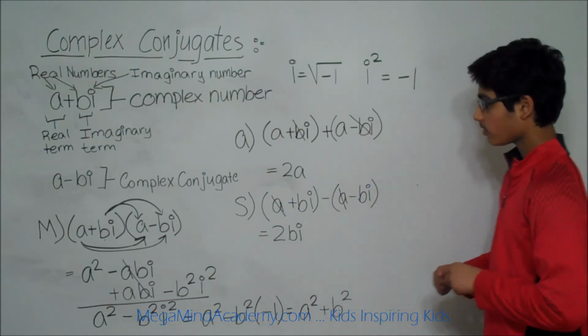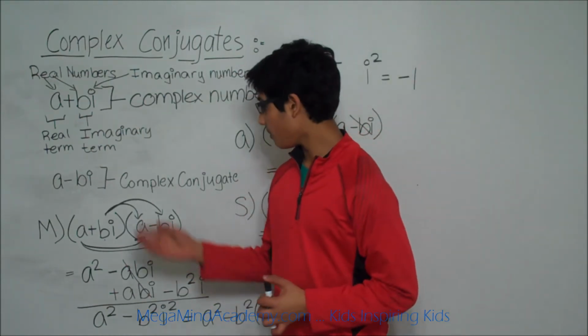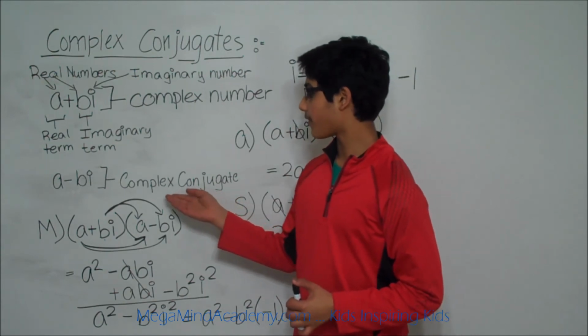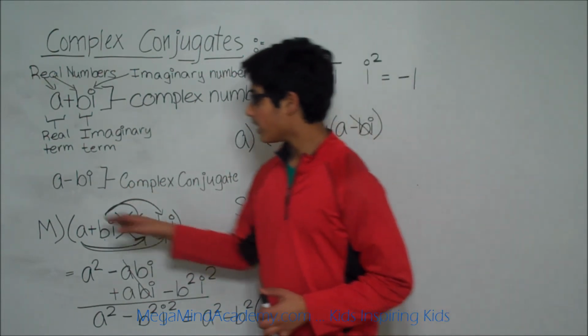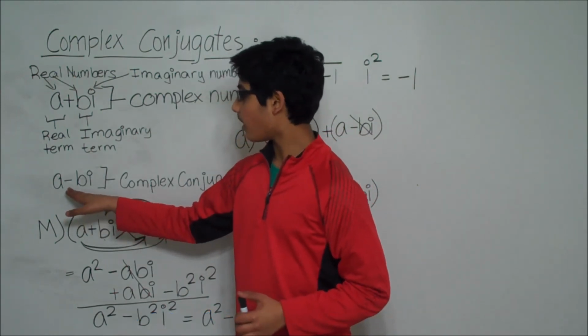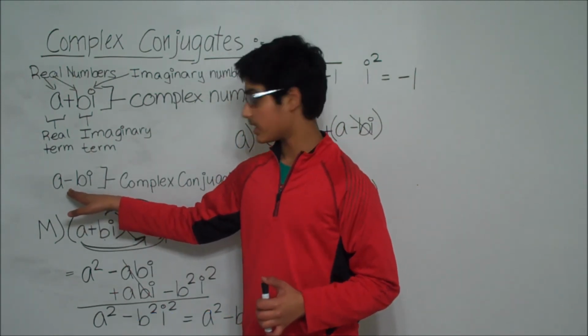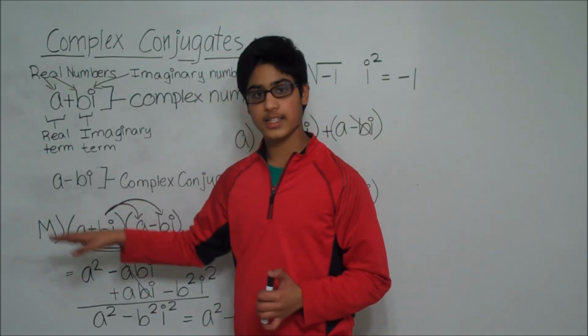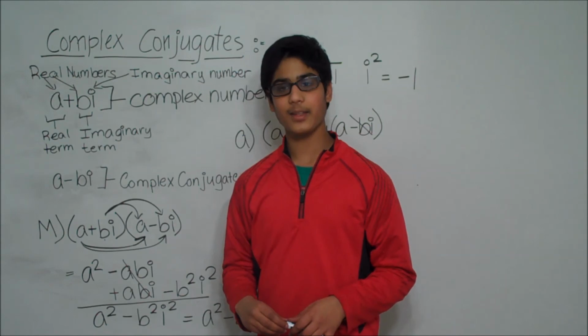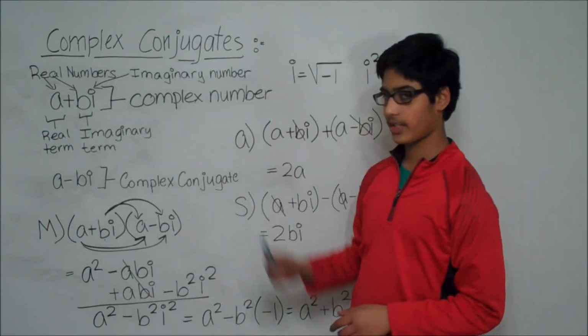So we learned that the only difference in a complex conjugate from the complex number is that the sign of the imaginary term is opposite, but the sign of the real term remains the same. Today we learned about complex conjugates.